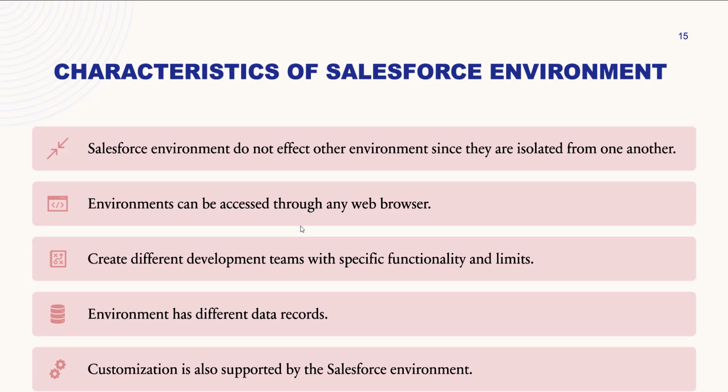Now, let's move to the fourth one. Environments have different data records. By this we mean that each environment holds different records, which can include customer details, sales opportunities, support cases and others. These records are separated from each other to ensure data integrity, confidentiality and security. So the data that we have in live production is not uploaded in your testing or development edition.